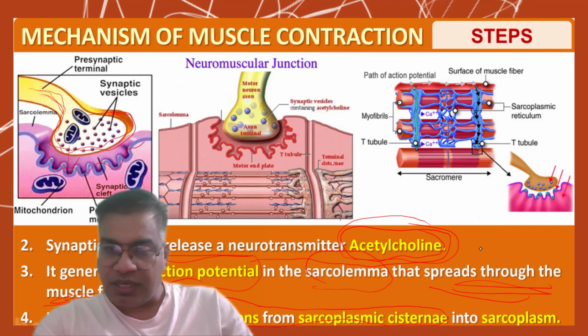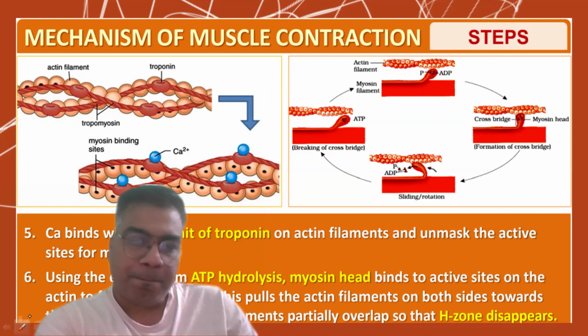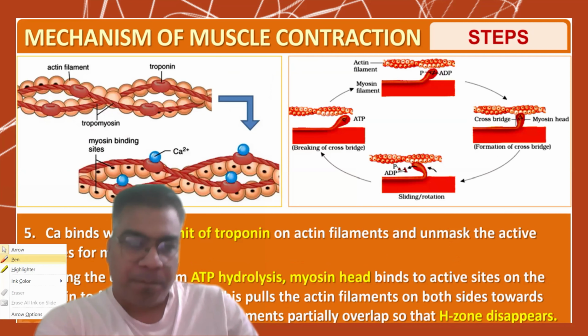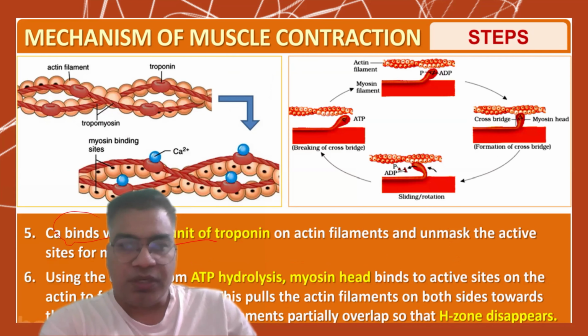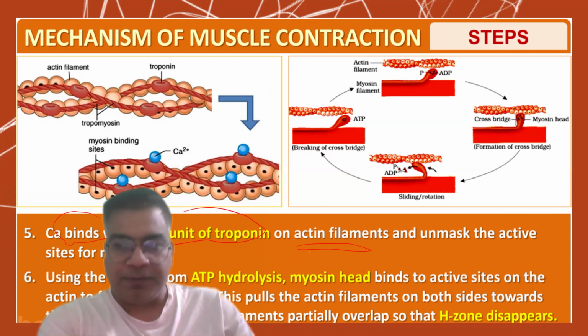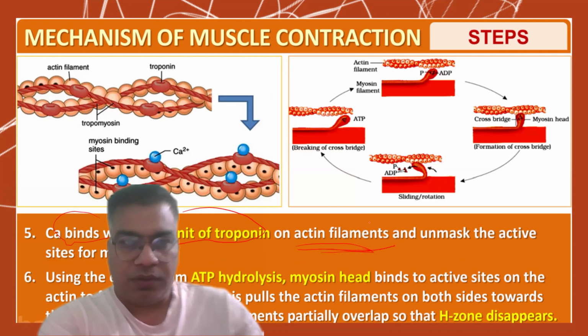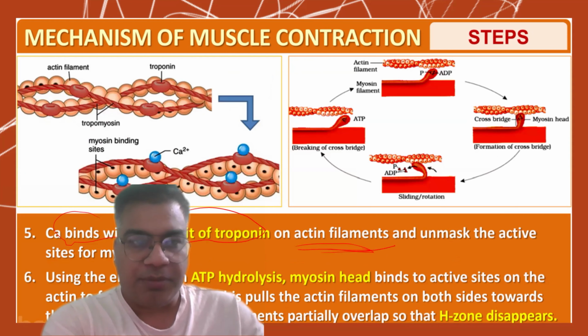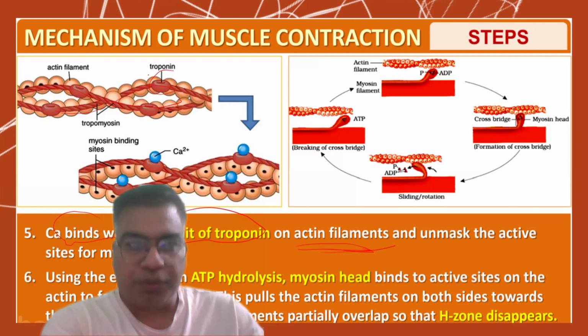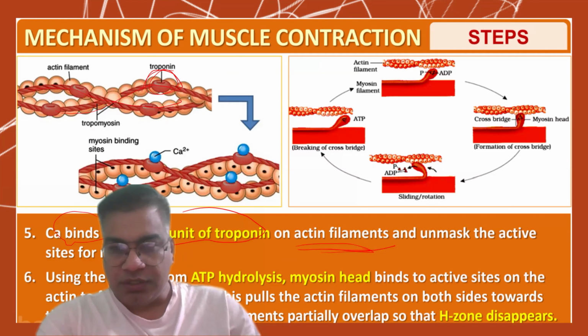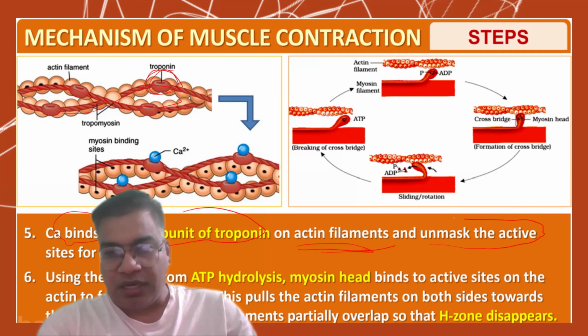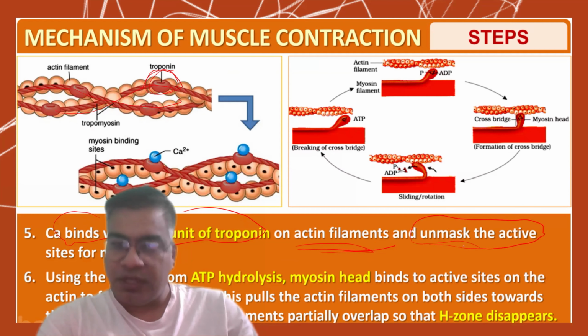And this calcium binds with troponin on the actin filament. This is the actin filament. There is a troponin protein. This troponin protein or subunit on the actin filament gets unmasked by the binding of calcium.